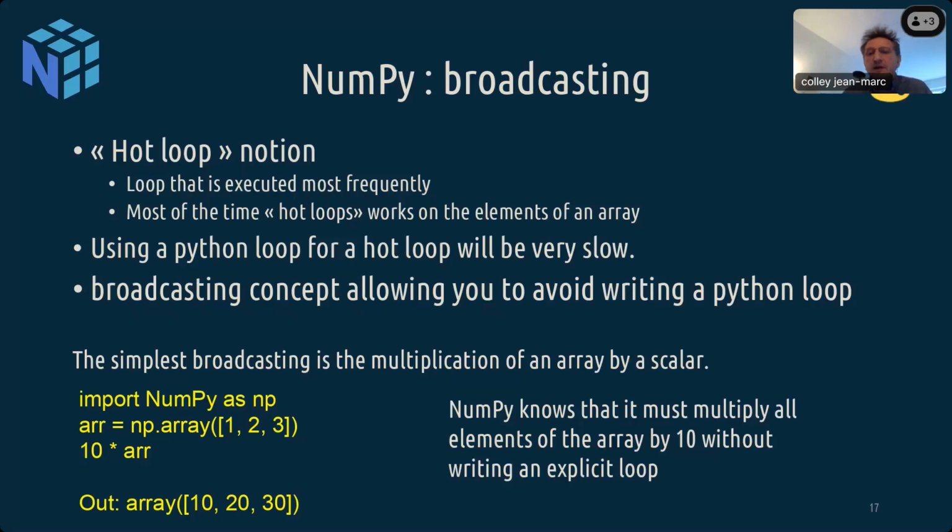The simplest broadcasting is the multiplication of an entire array by a scalar. In the example, I have a little array with 3 numbers and multiply by 10. And in output, all elements are multiplied by 10. NumPy knows that it must multiply all elements by 10 without writing an explicit loop.